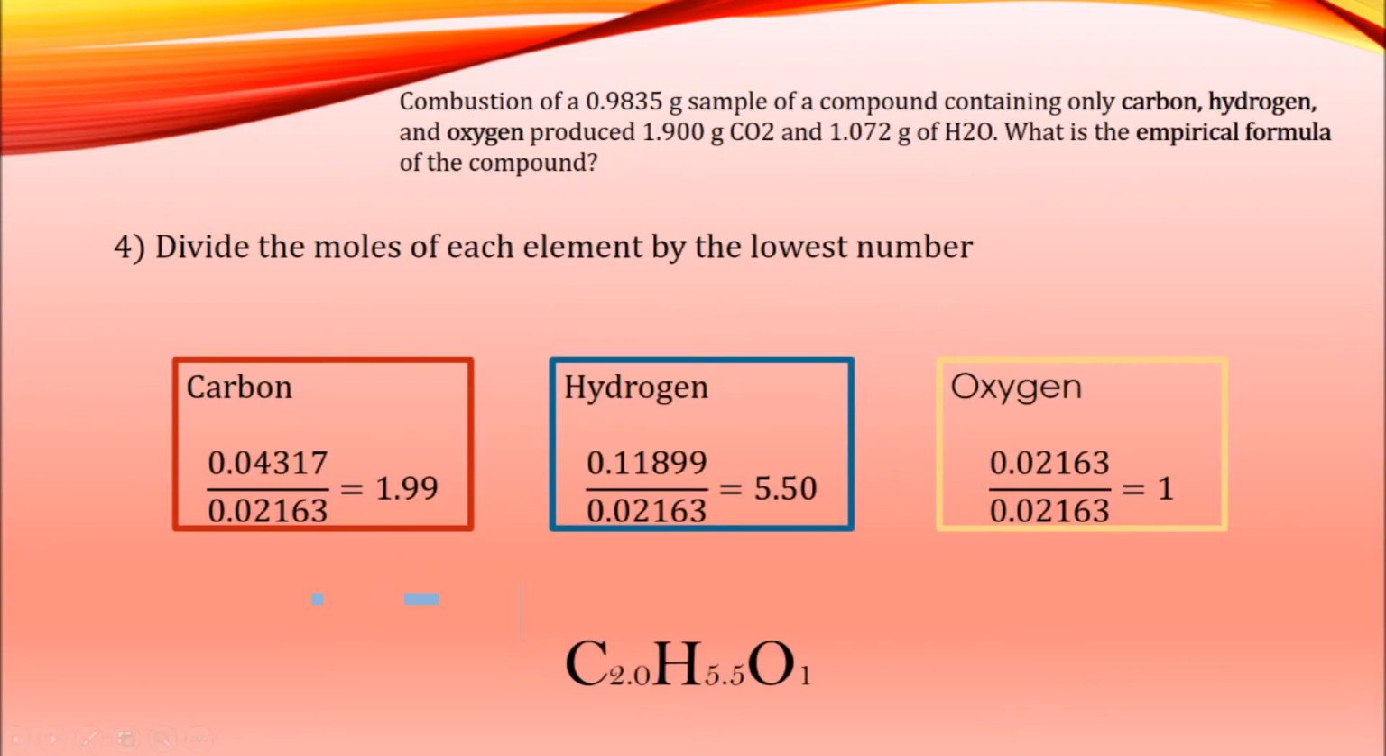We use the lowest number of moles of oxygen to divide it with the resulting moles of each element to obtain the ratio of the empirical formula. As a result, we get C2H5.5O1, but if you notice, the ratios we got are decimals and we need them to be whole numbers, which takes us to the next and final step.